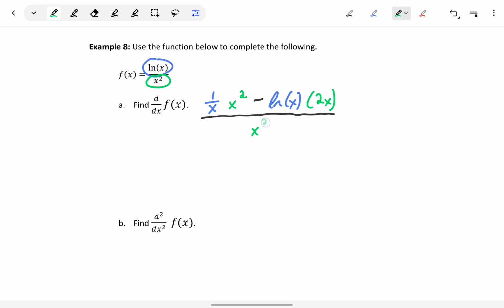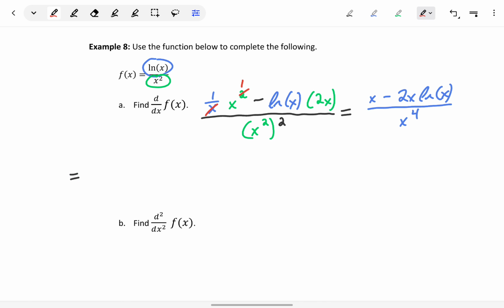All of that over x squared, that quantity squared. In the first term, our x in the denominator will cancel with 1x in the numerator, which will leave us with x minus, and then just reordering these terms and these factors in the second term, 2x times the natural log of x, all over x to the fourth power.